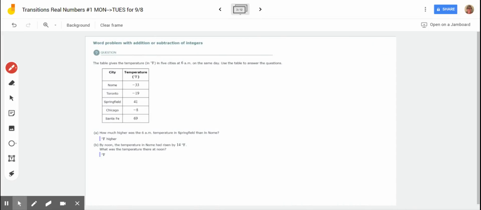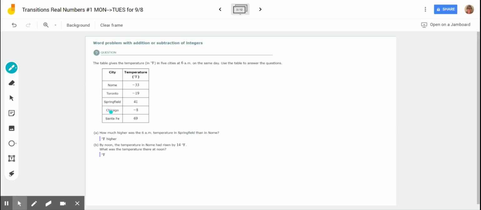All right. This is basically just adding and subtracting integers and keeping track of data. So it says the table gives the temperatures in Fahrenheit in 5 cities at 6 a.m. on the same day. Use the table to answer the questions. All right, how much higher was the 6 a.m. temperature in Springfield than in Nome?